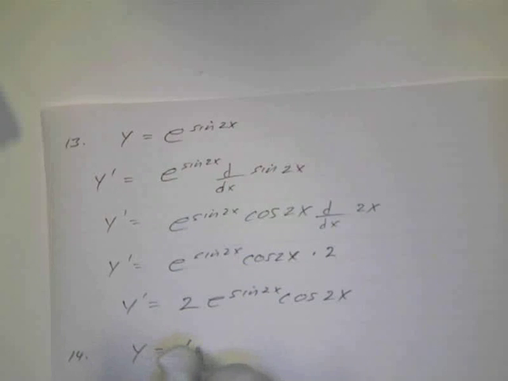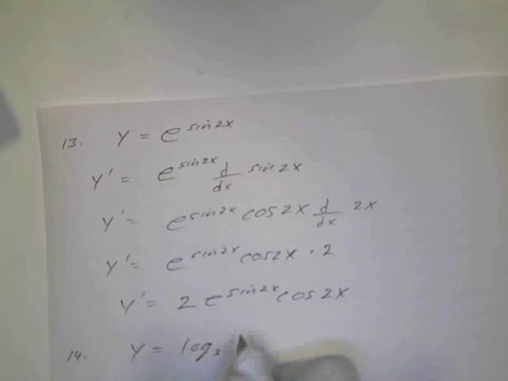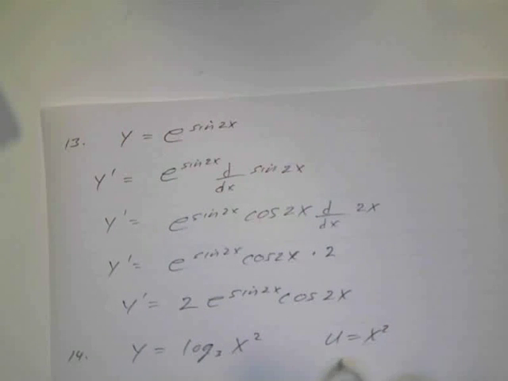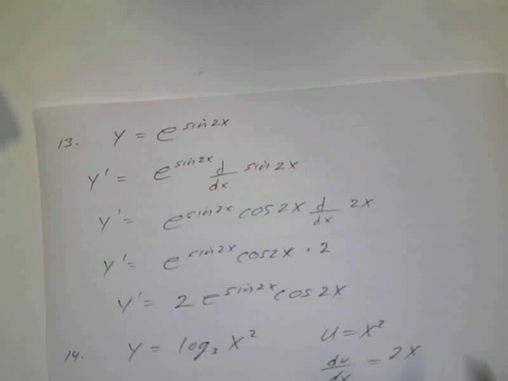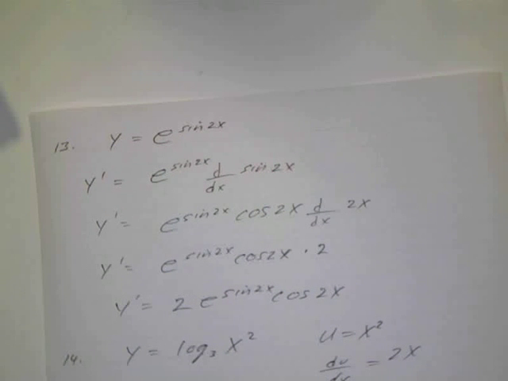Y equals log. So we have log to the base a. This is the log to the base 3 of x squared. So we do have a chain rule. U equals x squared. Du dx equals 2x. And this is our good old log formula.